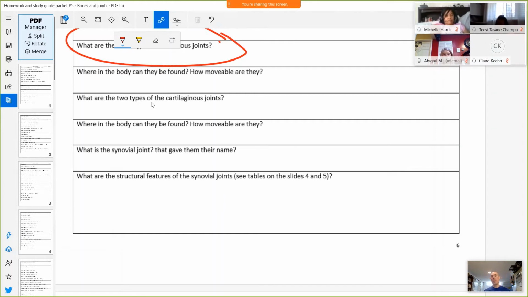Synovial joint, what gave them their name? Synovial cavity. Structural features. You have articulating ends. They are enclosed in a cavity. Ends are covered with articular cartilage. The cavity is formed by the fibrous capsule. That capsule may or may not contain ligaments. Sometimes it does, sometimes it doesn't. They can be extracapsular ligaments. Okay? Ligaments can be capsular, forming the capsule, and they can be intracapsular, inside of the capsule.